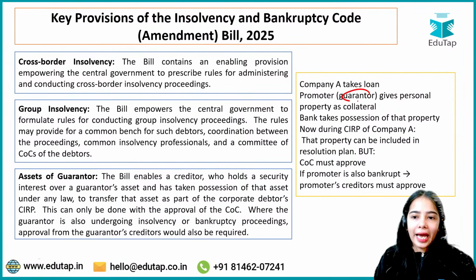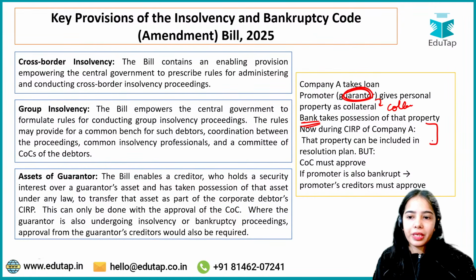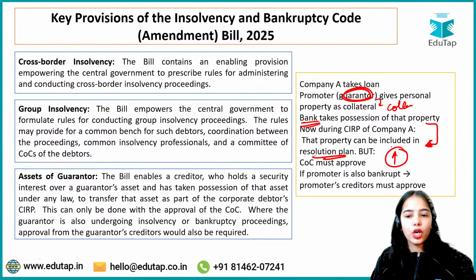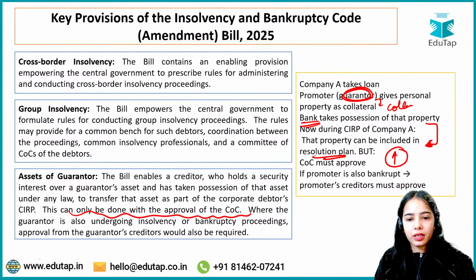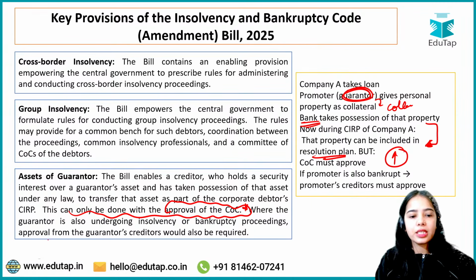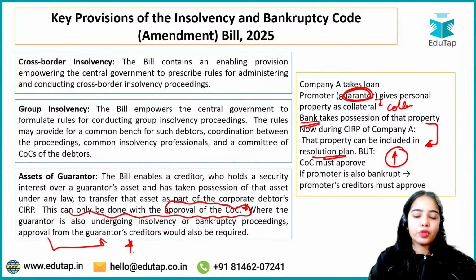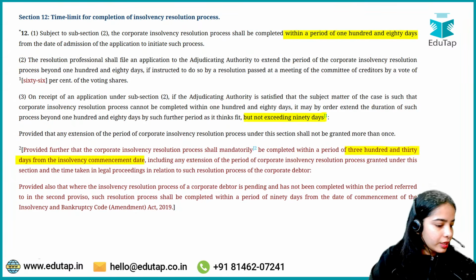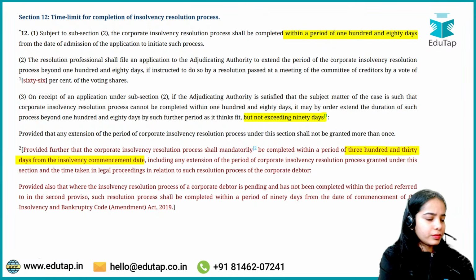Basically, the guarantor provided a collateral that has been taken in possession by the bank. This can be included in the resolution plan, so that more money can be gathered through the asset. But for this, the approval has to be taken from the committee of creditors, and where the guarantor is also under insolvency or bankruptcy proceedings, approval from the guarantor's creditors would also be required. This is the idea. Any confusion, anyone?